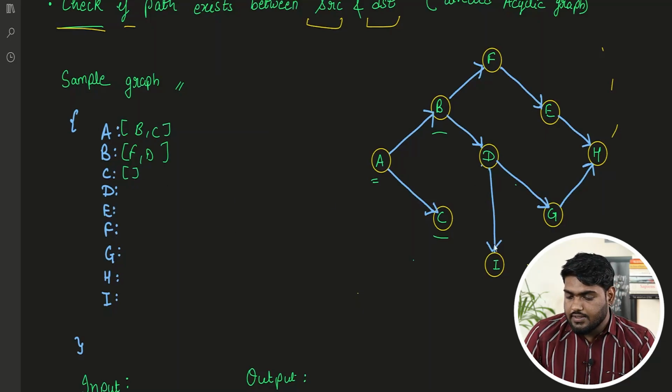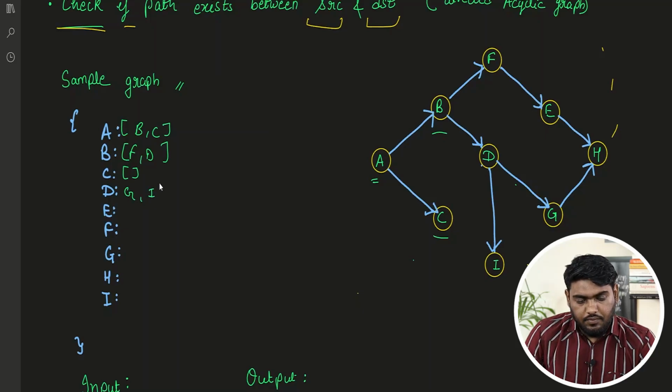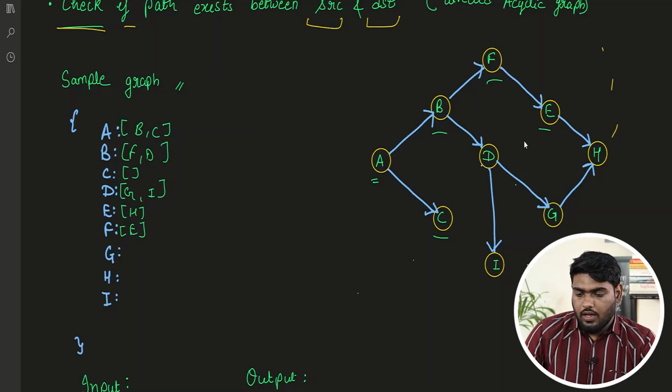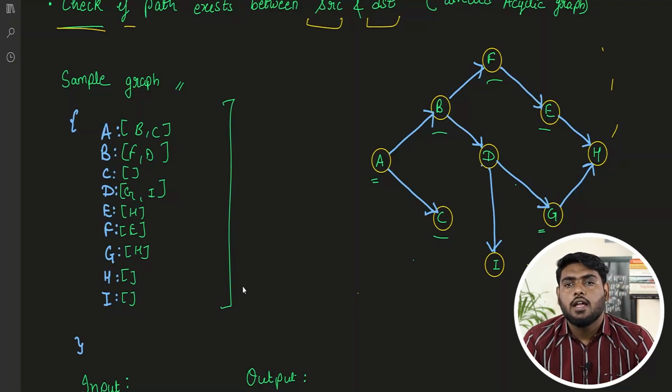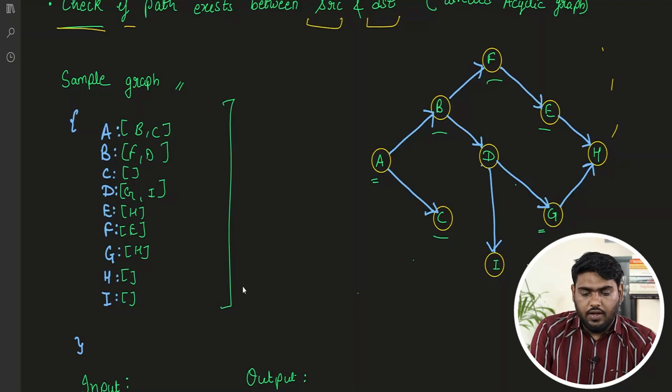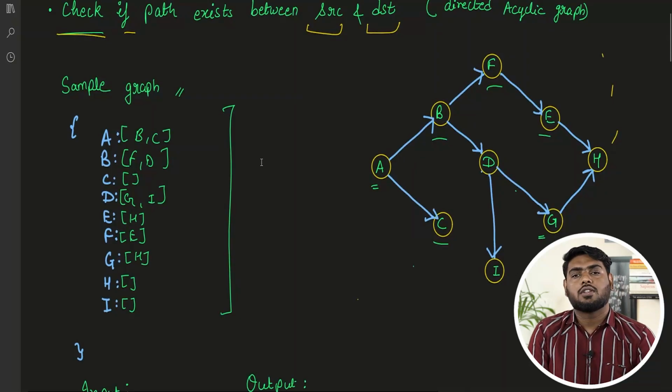Then for D, it has two neighbors, G and I. Talking about E here, E has only one neighbor, that is H. For F, if we see that, we have E. And for G, we have H. For H, we have nothing. For I, we have nothing. All right, so this is our adjacency list that is formed. Fine. Now, how are we going to approach this question?